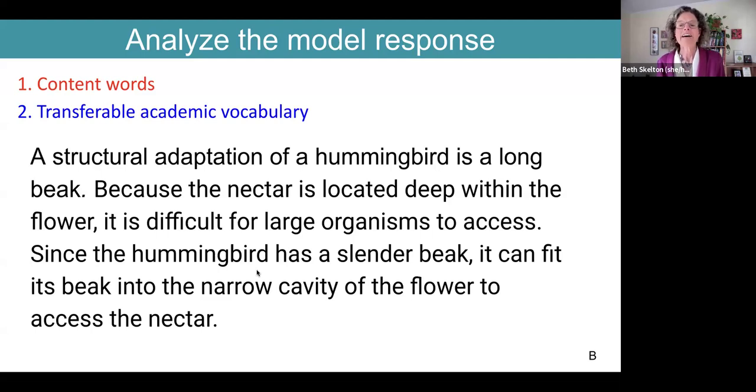Beautiful, beautiful, beautiful. Now, there are some wonderful tier 2 or transferable academic vocabulary. These are words that would not be used generally socially, but they are very important for our students to use academically. What are those words that you see in there, the blue transferable academic vocabulary? Go ahead. Access, yay, adaptation, located, you got it. Slender or narrow, access comes up, difficult, located, you got absolutely. All of these, and you see access and adaptation maybe, but access coming up over and over and over, excellent.